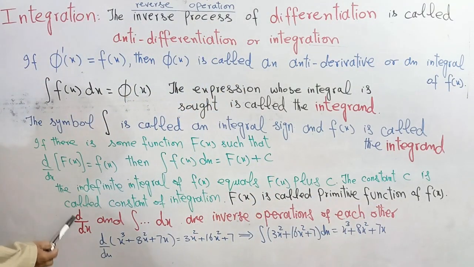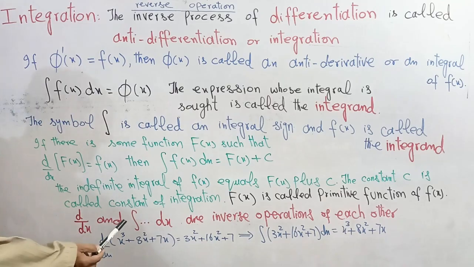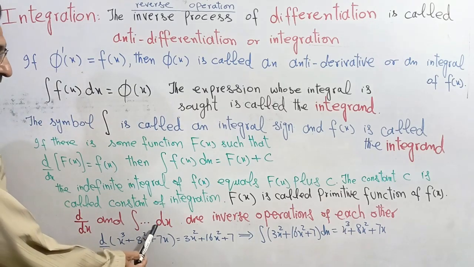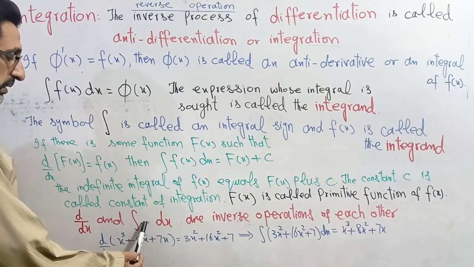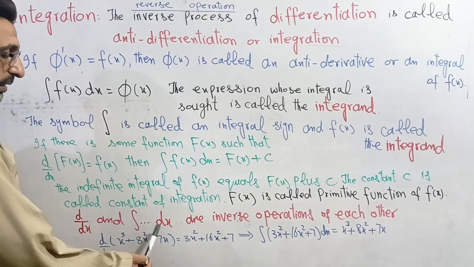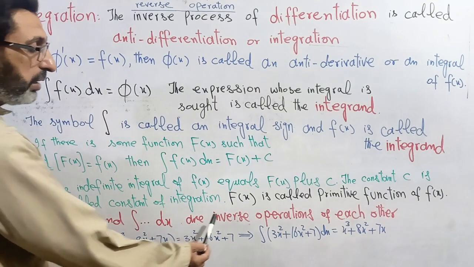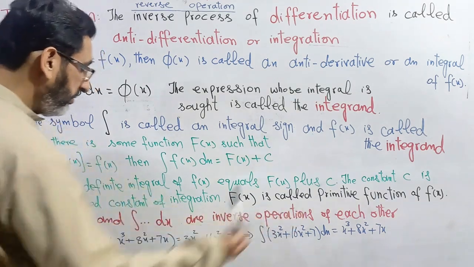This operator d over dx means we take the derivative with respect to x, and integral, where we write the function to be integrated, dx, are inverse operations of each other.